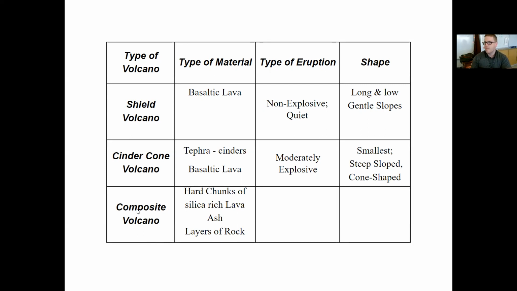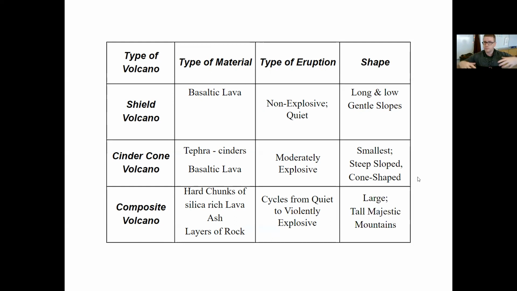Now they're tricky because their eruption type can range from being generally quiet to extraordinarily explosive. So it depends on the type of eruption that's going to happen. Scientists can't always gauge which way it's going to go. Is it going to be relatively quiet? Is it going to be very explosive? So that's what makes composite volcanoes very dangerous, that unsureness of the type of volcanic eruption that's going to be associated with it. Again, the shape, very large, very tall, very majestic mountain ranges.